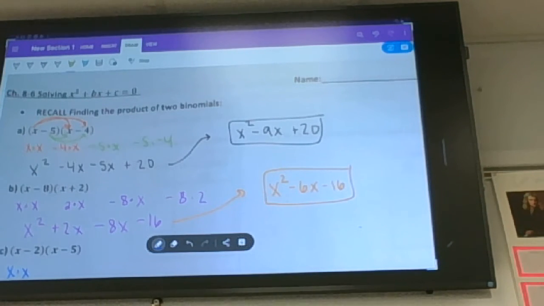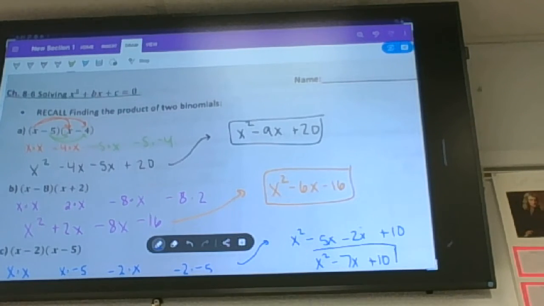X times x. X times negative 5. Negative 2 times x. Negative 2 times negative 5. X squared minus 5x minus 2x plus 10. X squared minus 7x plus 10. All right, I have to erase this. Is everybody good on this one?